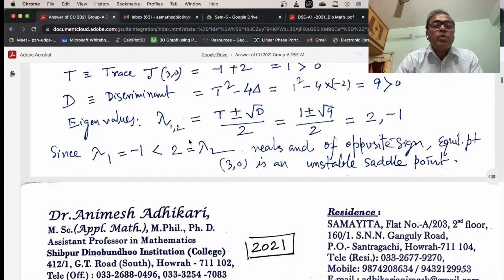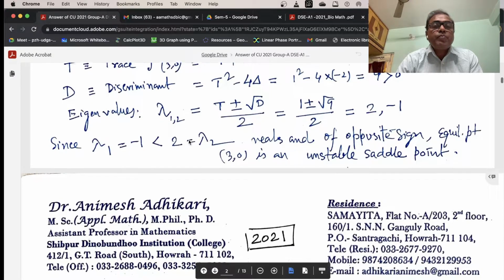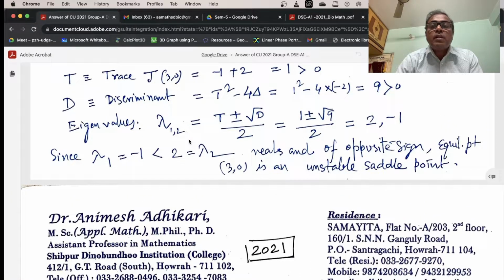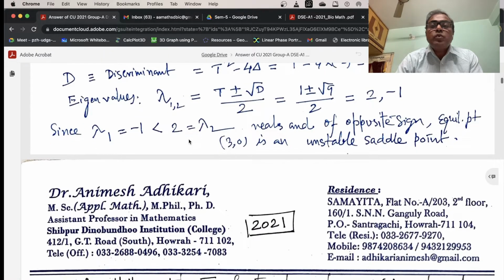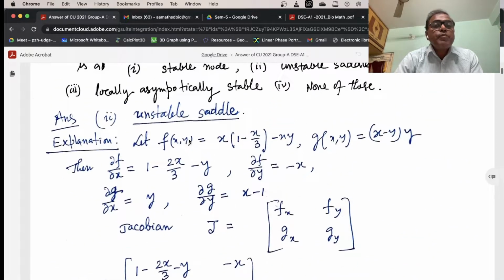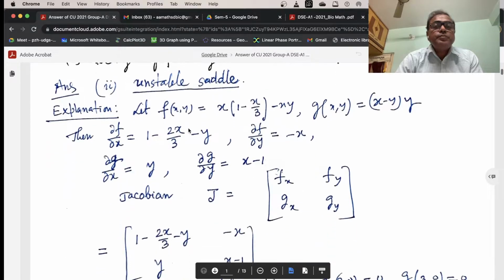So eigenvalues λ1, λ2 = (T plus minus root D)/2. So the eigenvalues are one positive and one negative, 2 and -1. Now λ1 = -1 is less than 0 less than λ2 = 2. So the eigenvalues are real and of opposite signs, and the equilibrium point (3, 0) is an unstable saddle point. So the answer of question 1 is unstable saddle point.